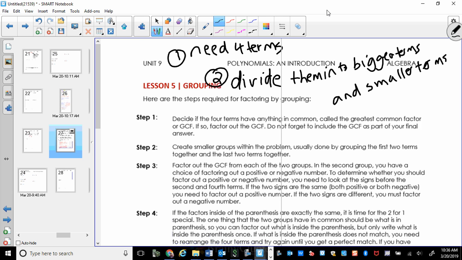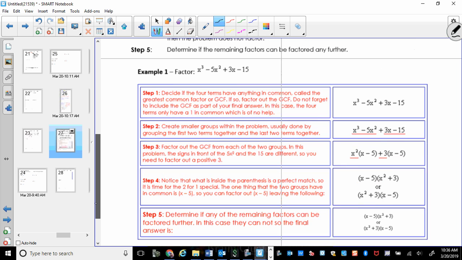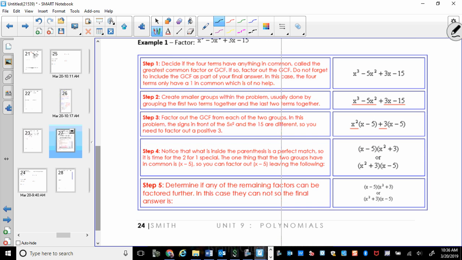Okay, so things I need: my 4 terms. I need to divide them into bigger terms and smaller terms. So let's look at the example down here. All of these words, we don't care about that. What I want to know, did I start off with 4 terms? 1, 2, 3, 4. Yes. All right. So I want to group them into bigger. We're going to highlight our 2 bigger. And I want to group them into smaller terms. That's our grouping.